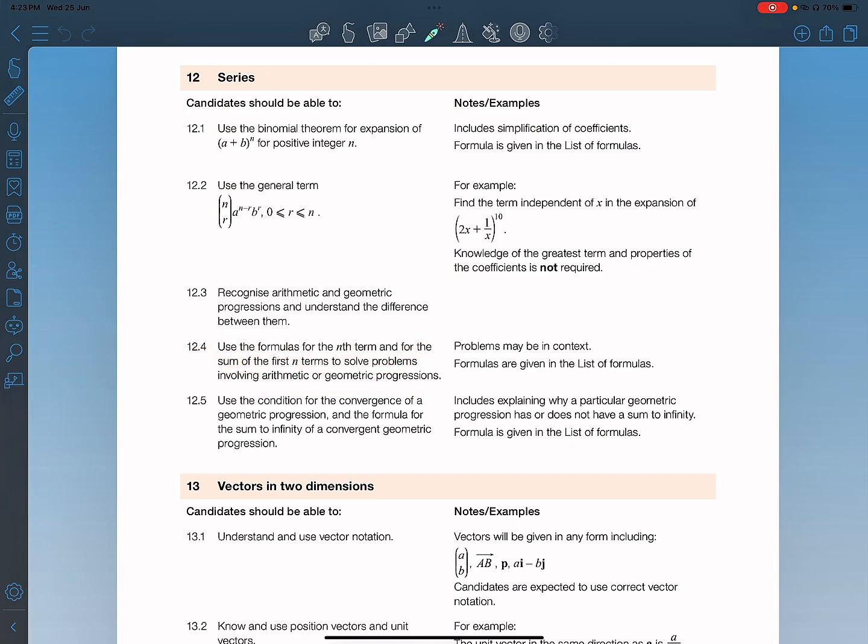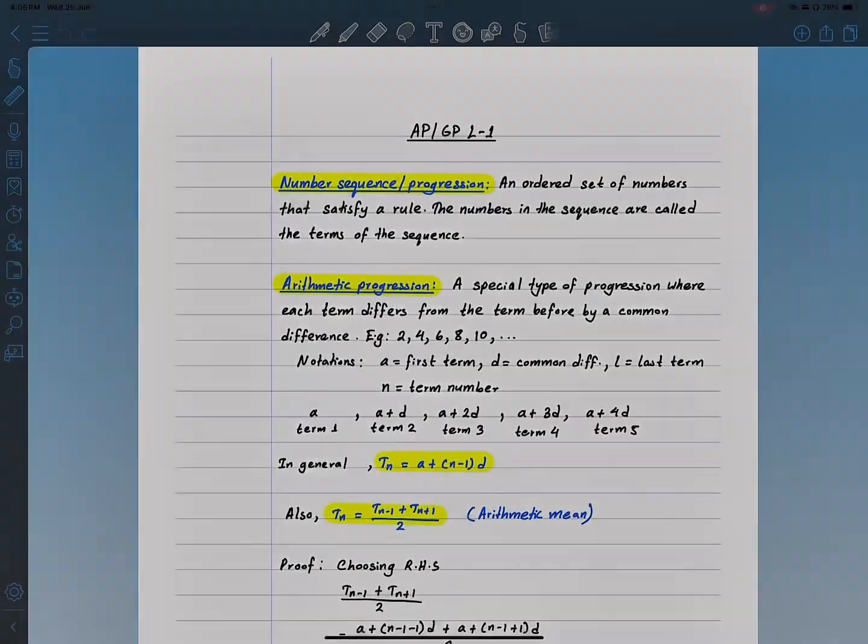Some notes and examples include problems may be in context, formulas are given in a list of formulas. Finally, 12.5 states to use the condition for the convergence of a geometric progression and the formula for the sum to infinity of a convergent geometric progression. The notes include explaining why a particular geometric progression has or does not have a sum to infinity, and the formula is given in the list of formulas. Now, let's take a look at the lecture notes.